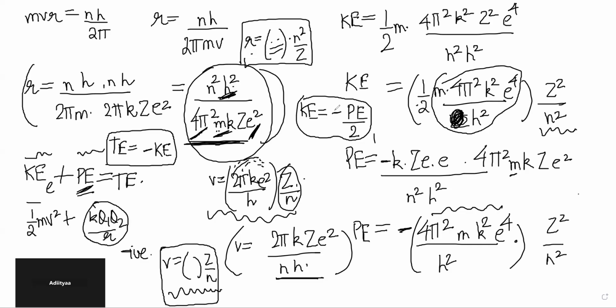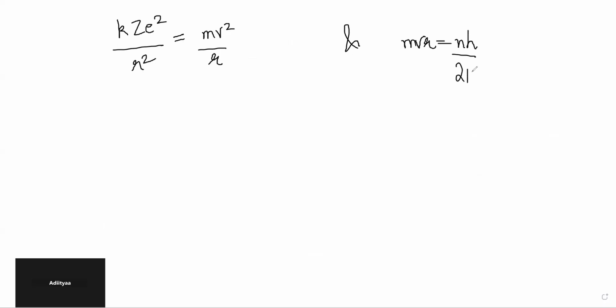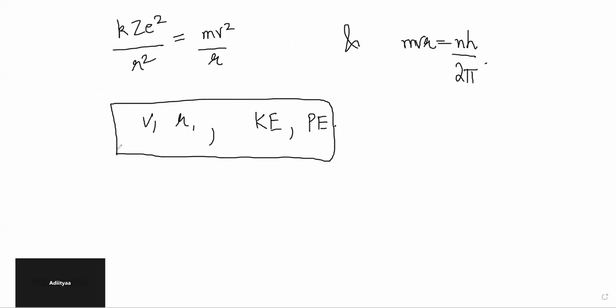Here in atomic structure, what you need to now remember is you need to know the derivation. The derivation came from here. K Z e square by r square is equal to m v square by r, and m v r is n h by 2 pi. Both of these together gave us velocity, gave us radius, and from there we found kinetic energy and potential energy, right? You should do the derivation yourself once and see if you're able to get v and r and everything yourself or not, right?